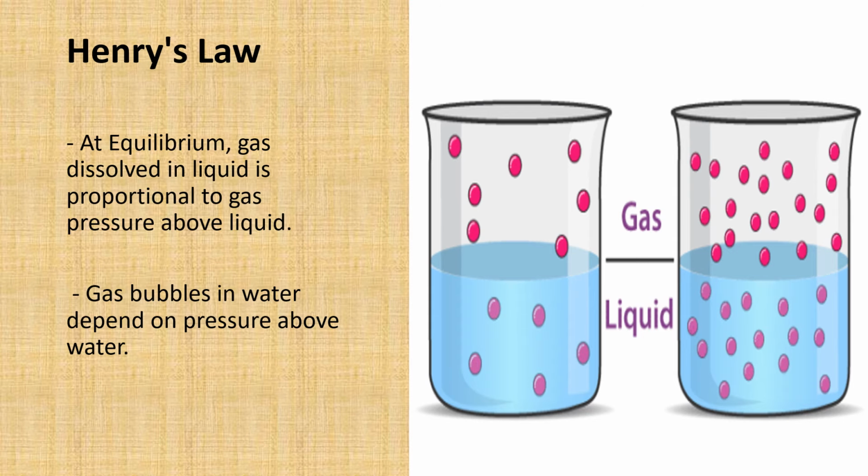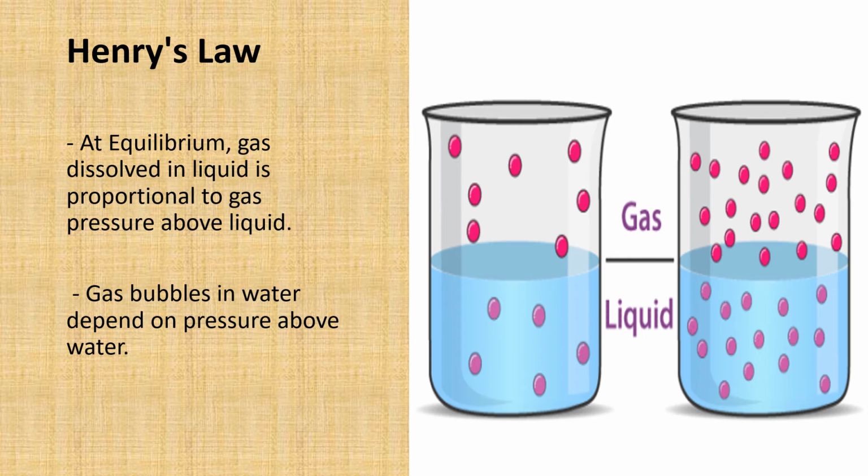Now Henry's law tells us something important about those bubbles. It says the amount of gas dissolved in the water depends on the pressure of that gas in the air above the water. So if you have a high pressure of a certain gas above the water, like you're in a place where there's a lot of gas in the air, then more of that gas will dissolve into the water. On the other hand, if the pressure of the gas above the water is low, less of it will dissolve into the water.